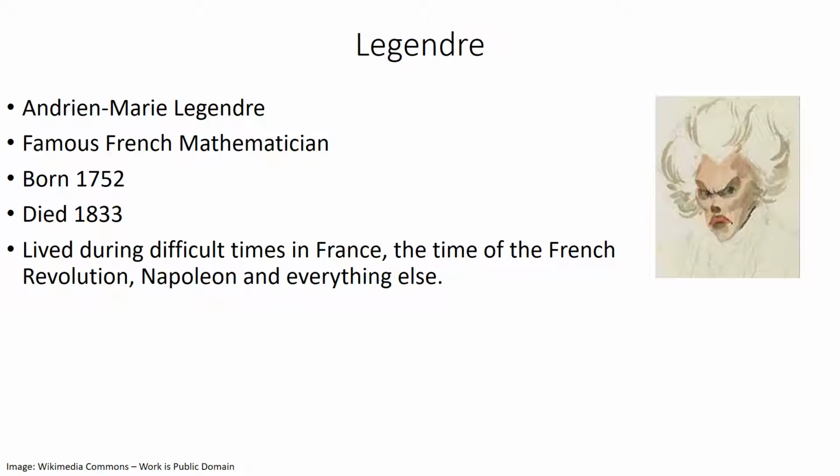But before we get there, a quick bio. Here is André-Marie Legendre. This is a satirical watercolor sketch of him, sort of crazy professor look. Quite a famous French mathematician, born in 1752 and died in 1833. The guy lived during some difficult times in France, at the time of the French Revolution, Napoleon, and everything else around that. Don't envy him.